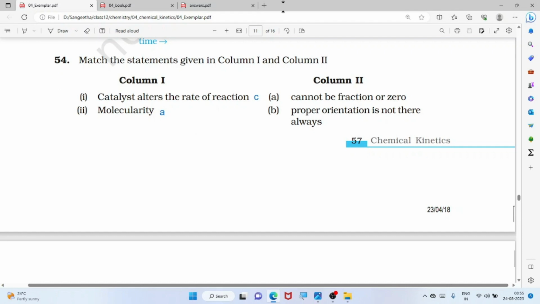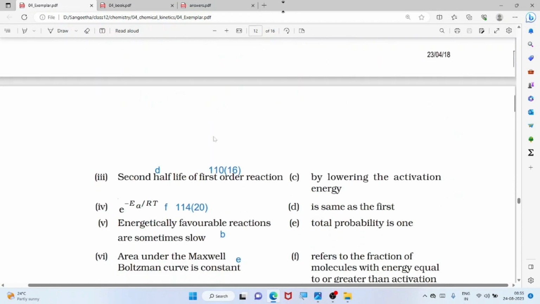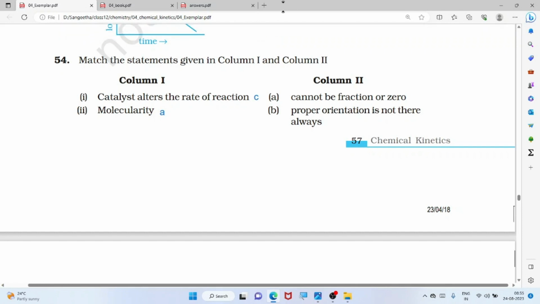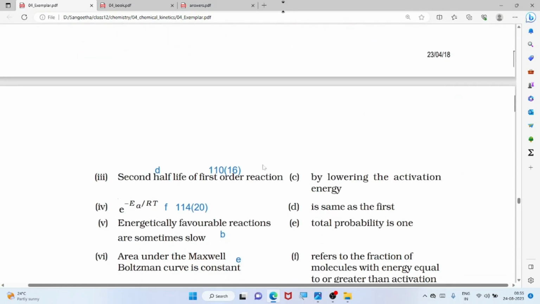Catalyst alters the rate of the reaction by lowering the activation energy. Molecularity cannot be a fraction or zero. The second half-life of a first order reaction is the same, because the half-life of a first order reaction is a constant.